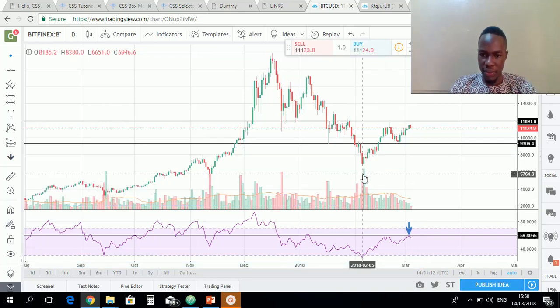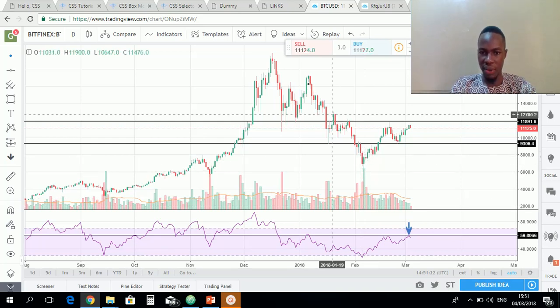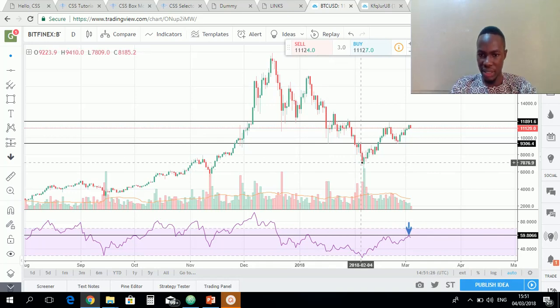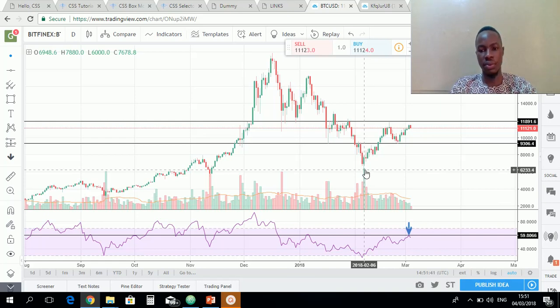Okay, you can see this green candle here. This green candle shows massive incoming volume on a day when Bitcoin had just finished dipping from this high to about $7,000. On the next day, Bitcoin moved from about $6,800 to about $7,700, but it was accompanied by massive volume.